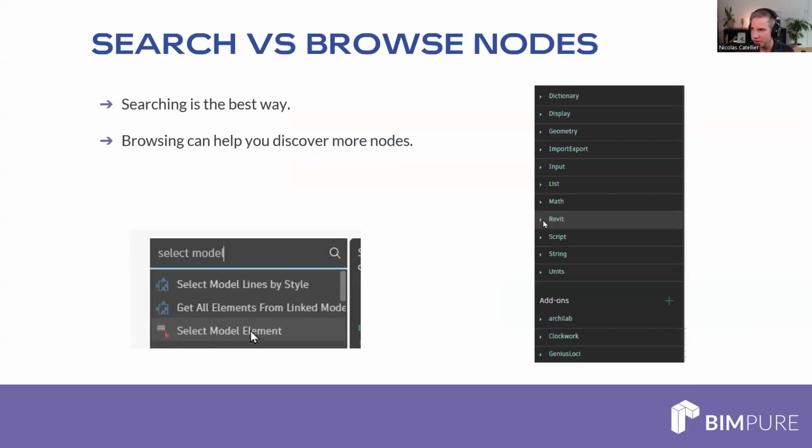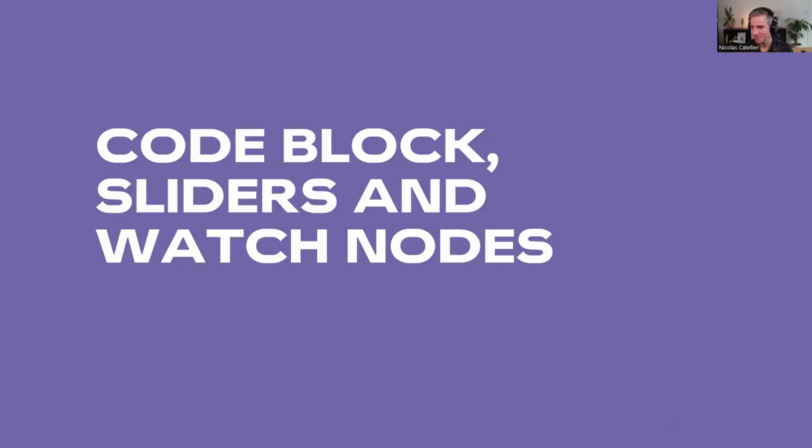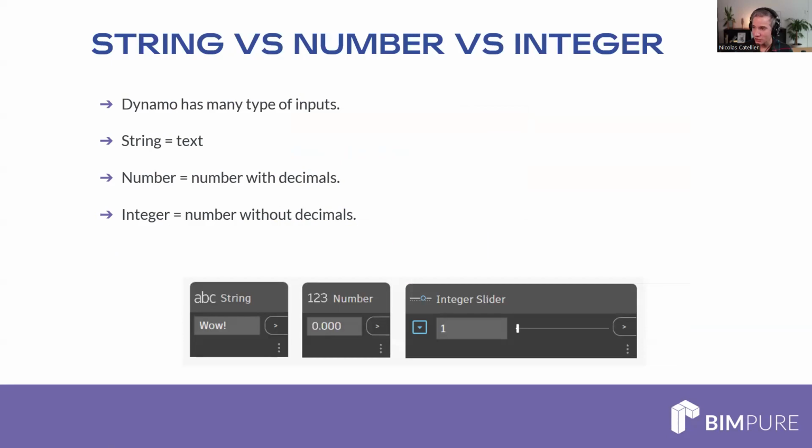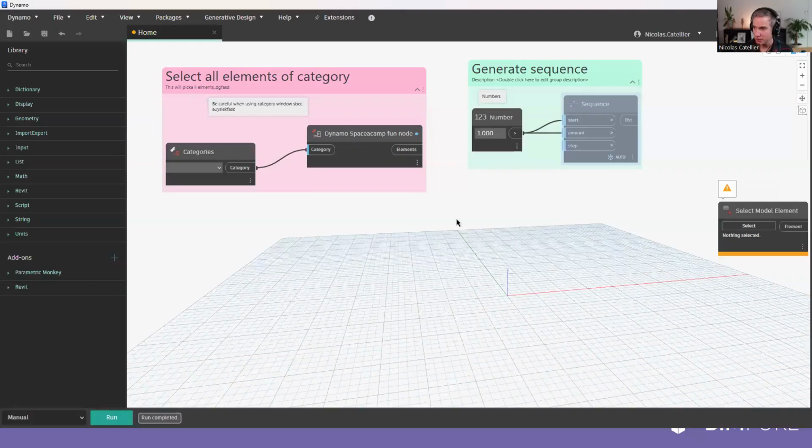Okay, so something we explored already, searching versus browsing. Searching is the best way. Browsing is nice if you want to explore, though, and to understand Dynamo a bit more. Okay, now so we've explored some of these nodes. Let's go back to the inputs. And we'll bring back some of them. We have the string, the number, and the slider. And I will show you the differences between all three.